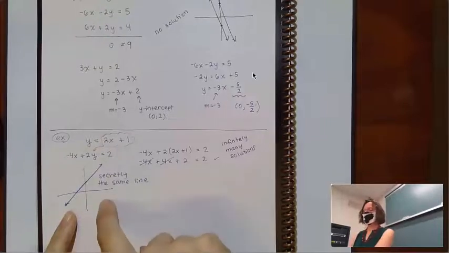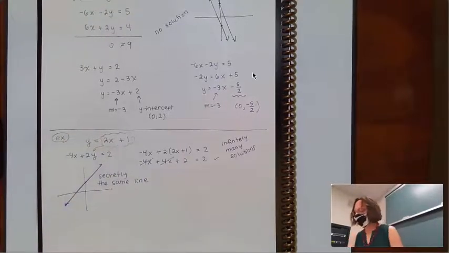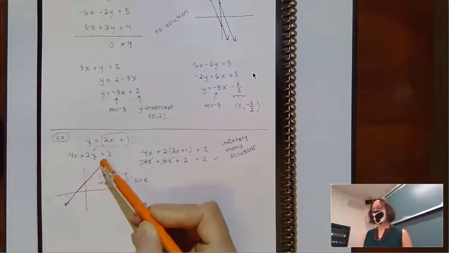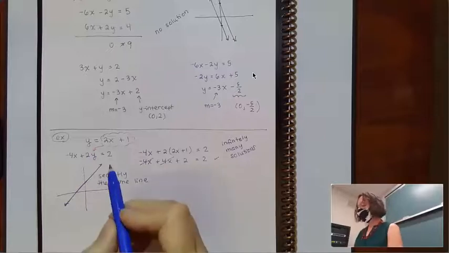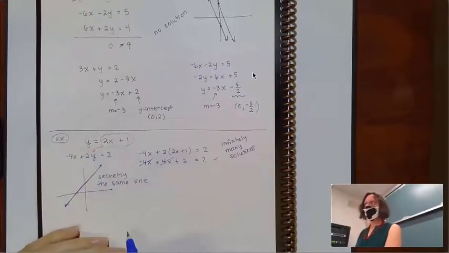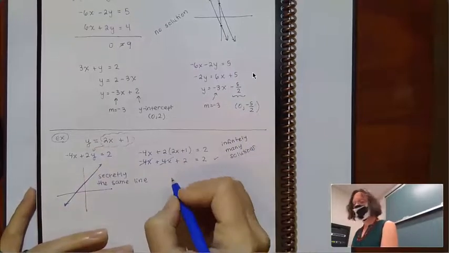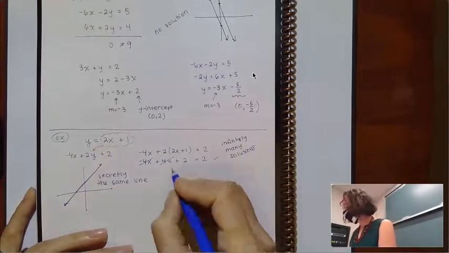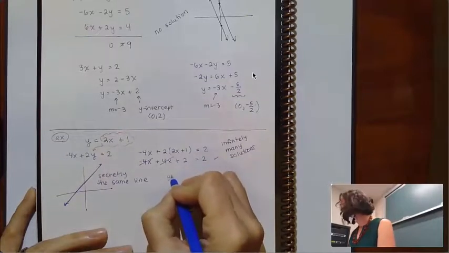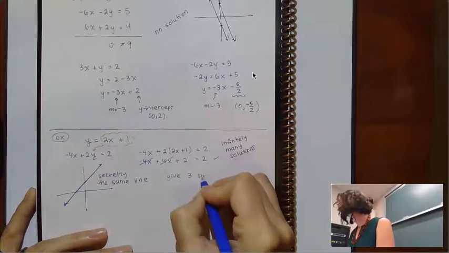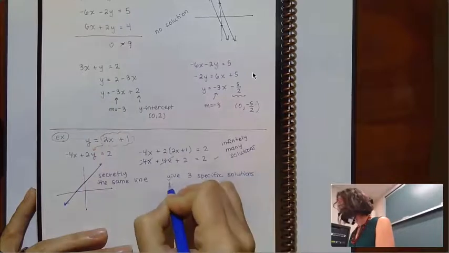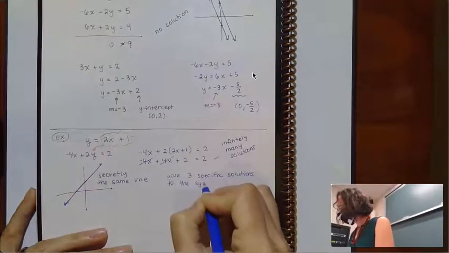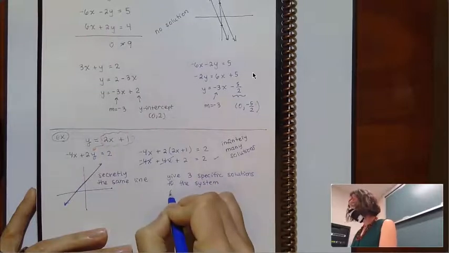Like a point over here is not a solution to that system. But any point that's on the line is a solution. So if I asked you to give me at least one solution to this, you could pick any point to plug in for x and give the corresponding y value. So although there are infinitely many solutions, if I asked you to give three specific solutions, then these would look like any pairs that make it work.